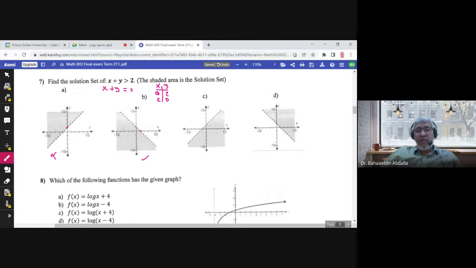Here, (0, 2), but this is (-2, 0), this is not good. This is (2, 0) and (0, 2), so it could be this one. So it is either B or D. But now how to find out which one?